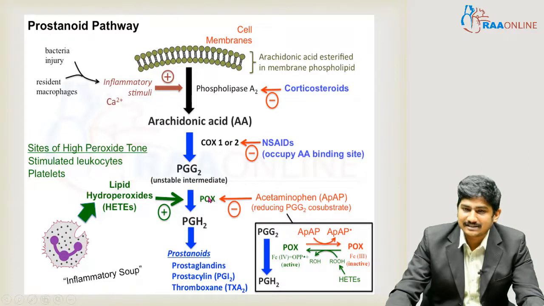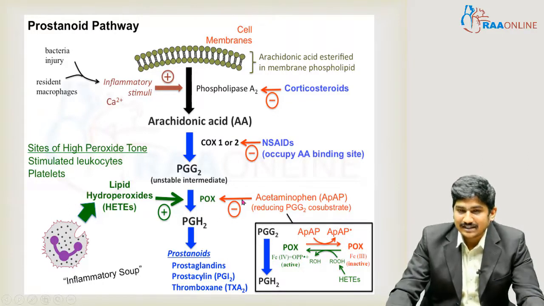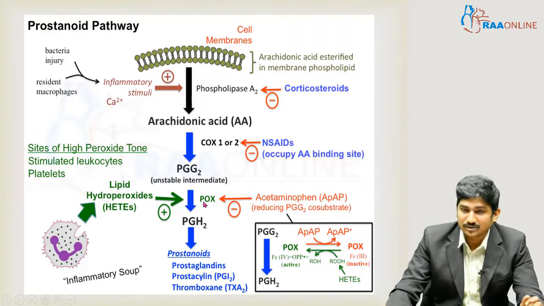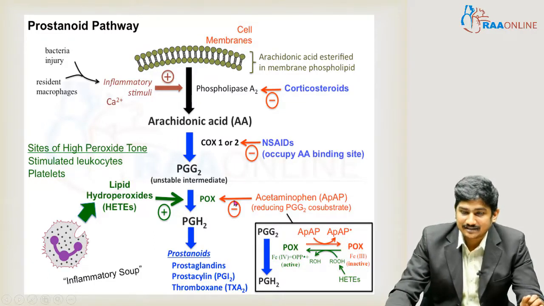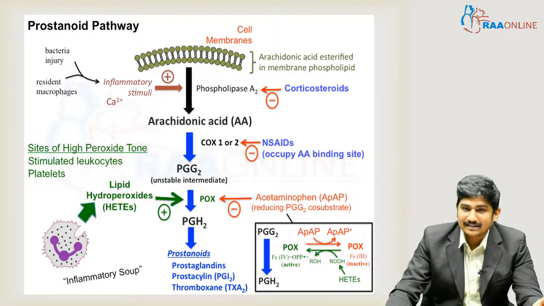So this peroxidase enzyme is the substrate for acetaminophen. This peroxidase enzyme has an iron group. This iron group is reduced by paracetamol, reduced by acetaminophen. For this reason the POX is made unstable and gets arrested at PGG2 itself. So paracetamol acts as a reducing agent of this POX. Now where can this function better? Where there are no oxidizing agents, paracetamol can function better. Where there are more oxidizing agents, paracetamol, which is a reducing agent, cannot function as well.